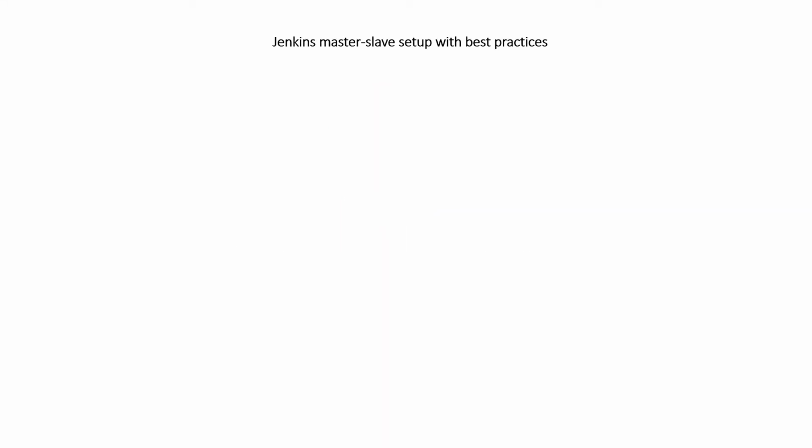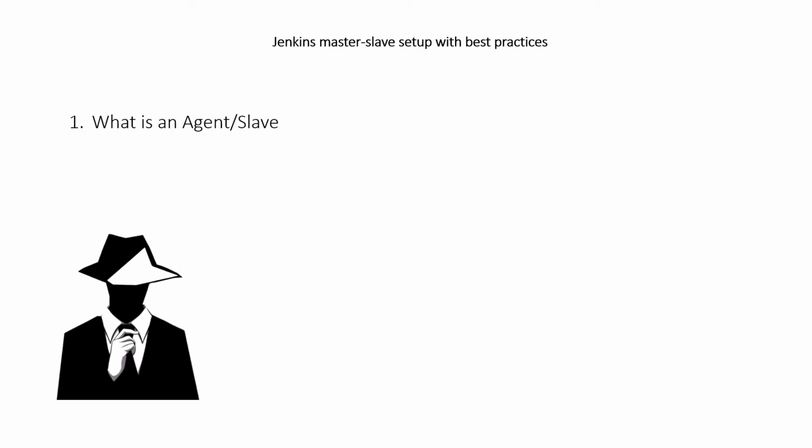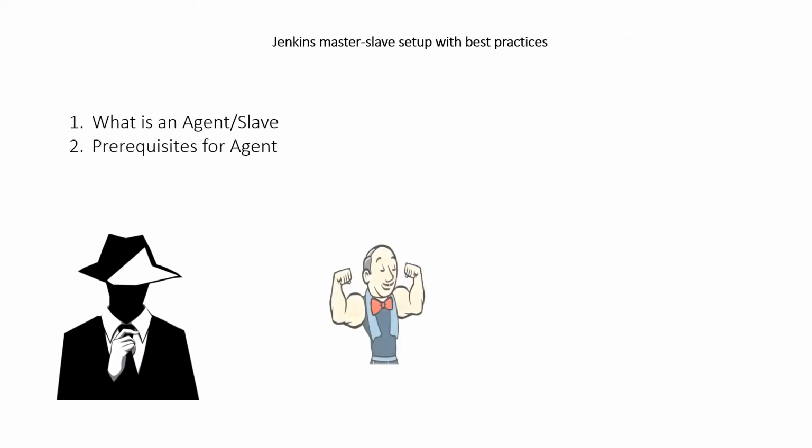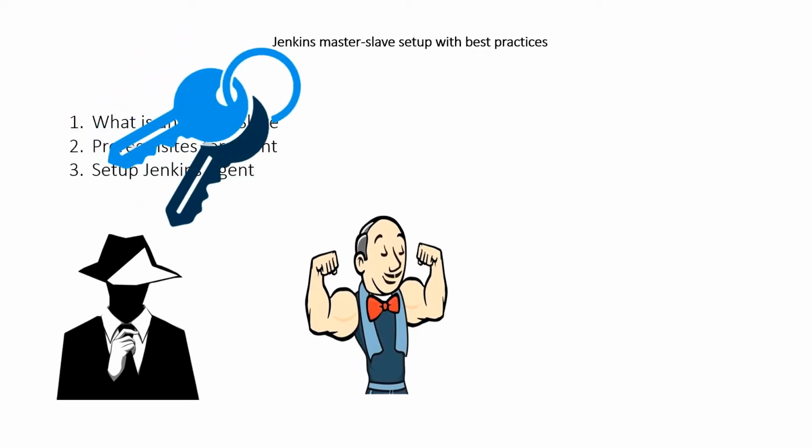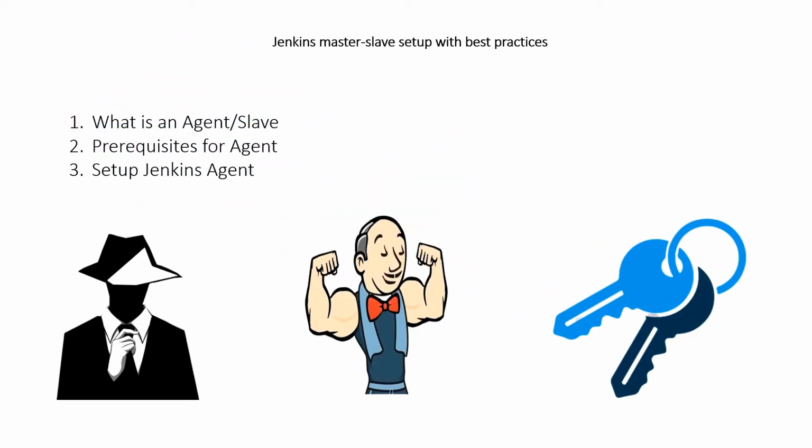Today I'm going to explain how to set up a master-slave connection for Jenkins and what the best possible ways are. Before jumping into the explanation, let me put the list of concepts that I'm going to explain today. Initially I will start with what an agent is, and next I will explain the prerequisites needed for an agent to connect to the master, and finally I will show you how to set up a Jenkins agent over SSH. Now let's get started.